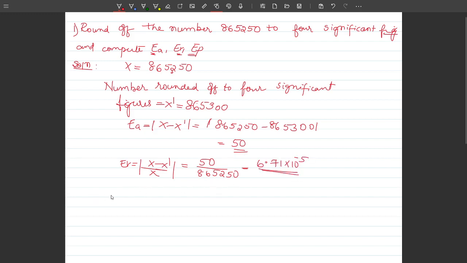Now let us see the percentage error. EP is equal to ER into 100. So what is your ER? That is 6.7 into 10 to the power minus 5 into 100. So you get 6.7 into 10 to the power minus 3. Here the 100 can be written as 10 to the power 2, and these two powers add up and we will get 10 to the power minus 3.